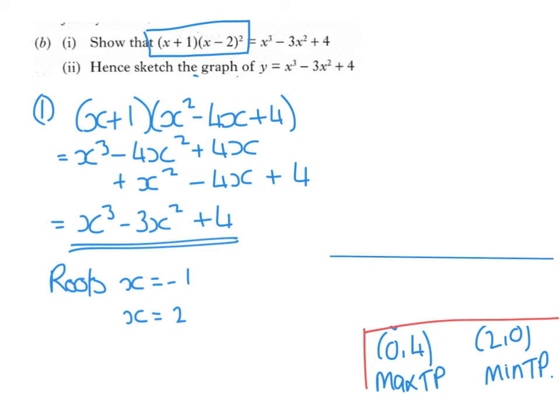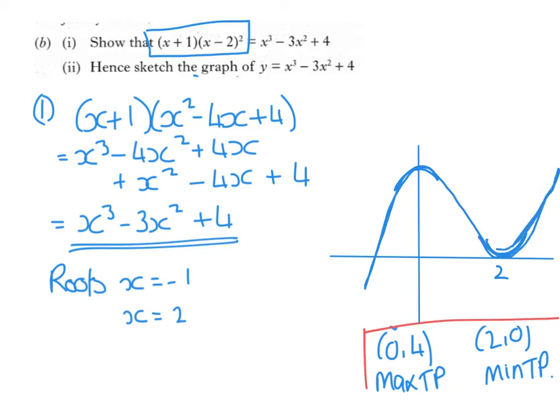That'll do. Remember, this doesn't need to be drawn to scale, it just has to be relatively in suitable places. So there is my axes. I know I have a minimum at (2, 0), which is just touching, so we're going to make that (2, 0) sitting on the line. I know I have a maximum at (0, 4), so there's my maximum at (0, 4), and then it cuts at minus 1. So there is my shape.